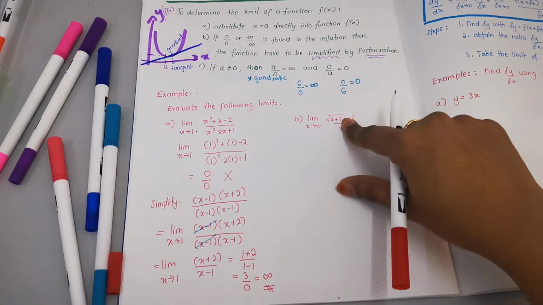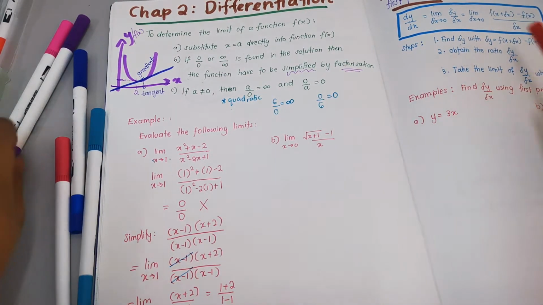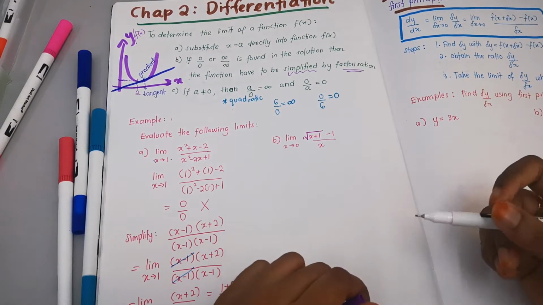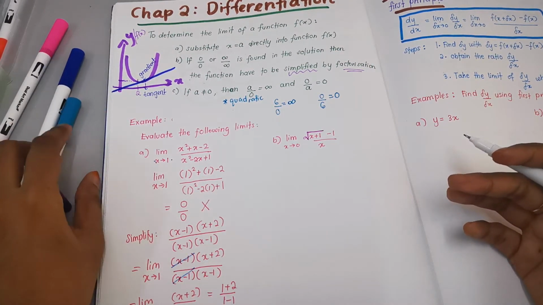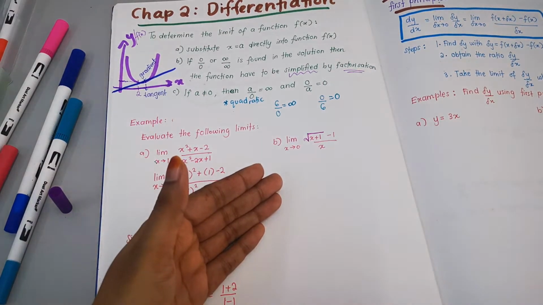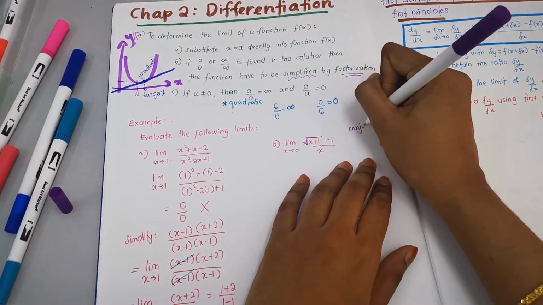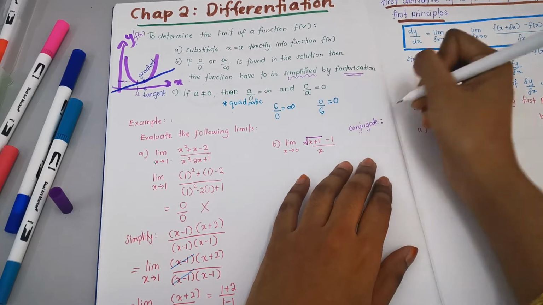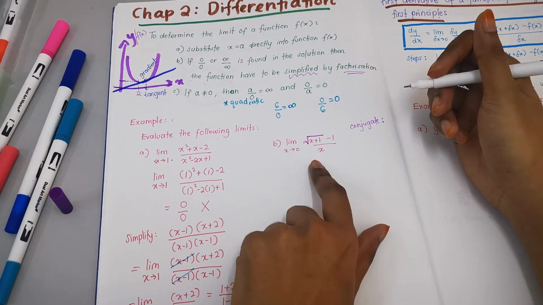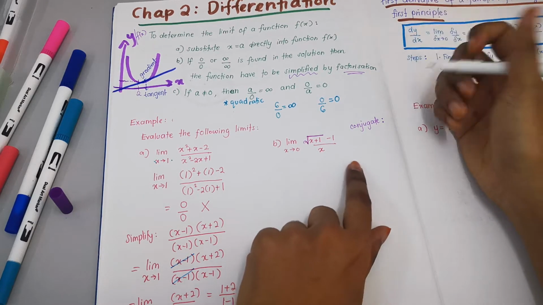Now let's look at this one. This one looks a little bit different because if you realize here, there is a square root. Or I can also say that as root x plus 1. So when you have a root, what you need to do is multiply with the conjugate. We multiply with the conjugate, because if you put 0 in, you'll get 1 minus 1 over 0. So that's not going to work. So what we're going to do is multiply with the conjugate.